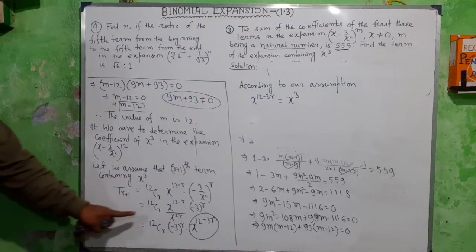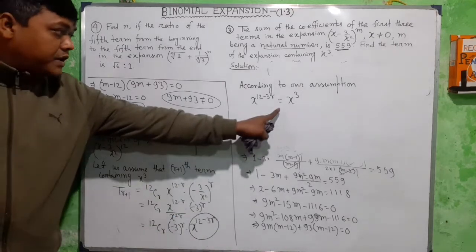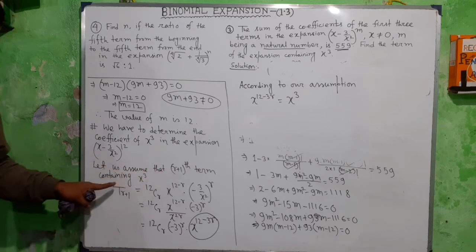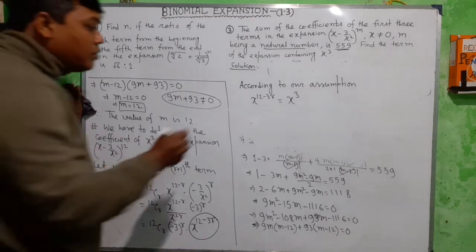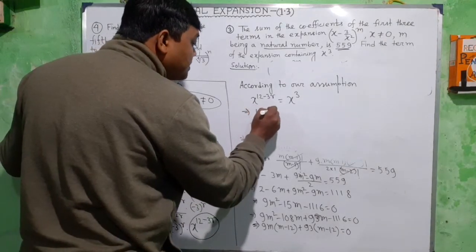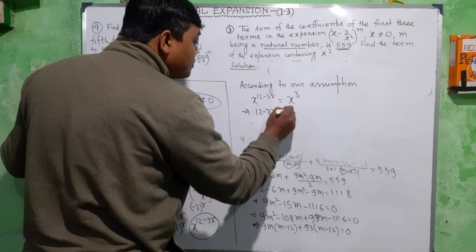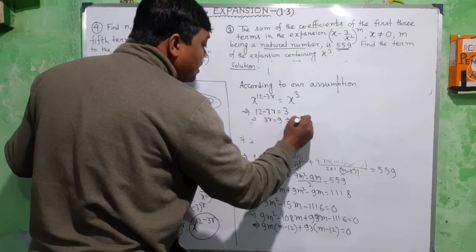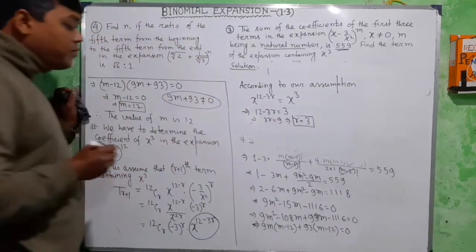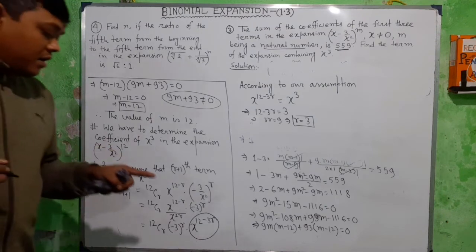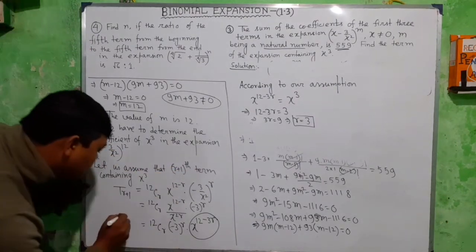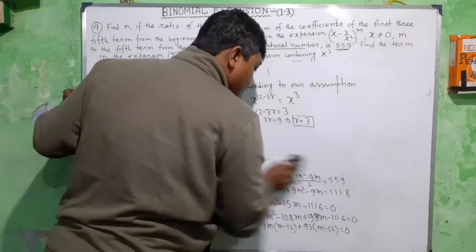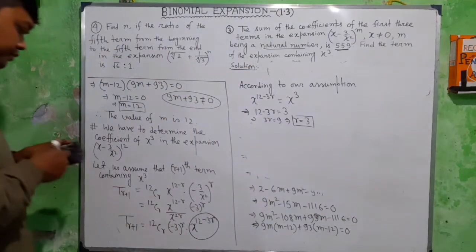Okay, x to the power 12 minus 3r equals x cube. Because I have taken here, let us assume that the r plus 1 term contains x cube. So according to the indices rule, 12 minus 3r equals 3. That gives 3r equals 9, so we have gotten r equals 3. And now if we put the value of r in this expression T(r+1), we get the term which contains x cube.